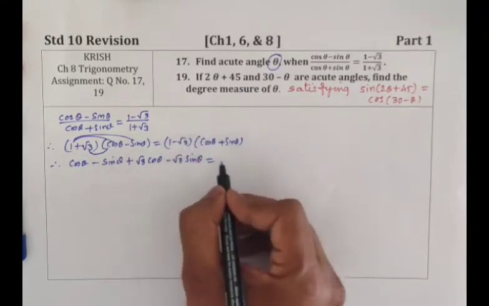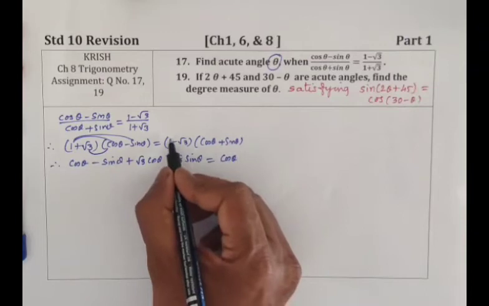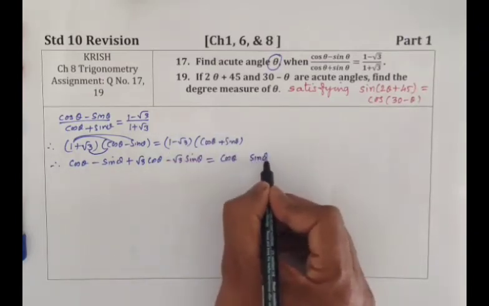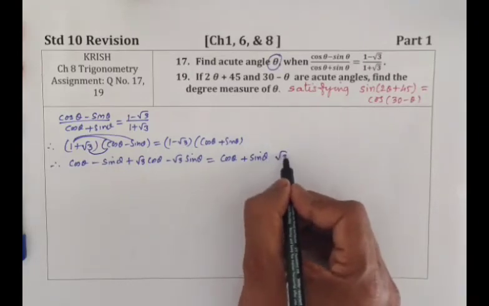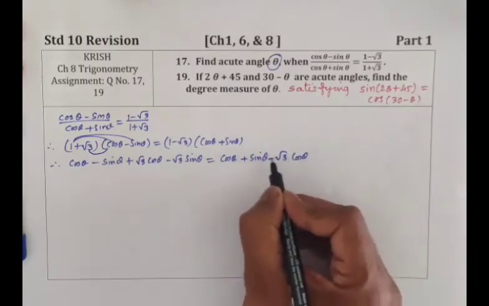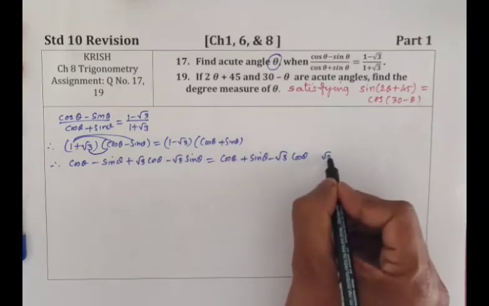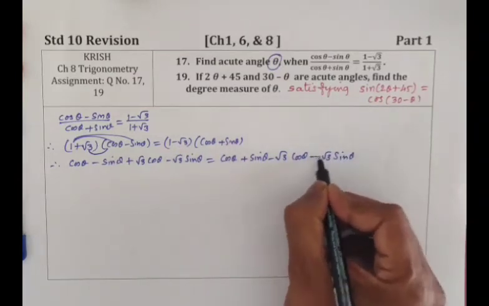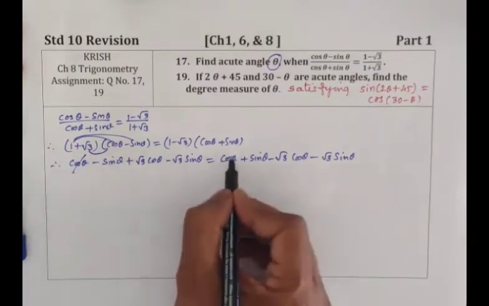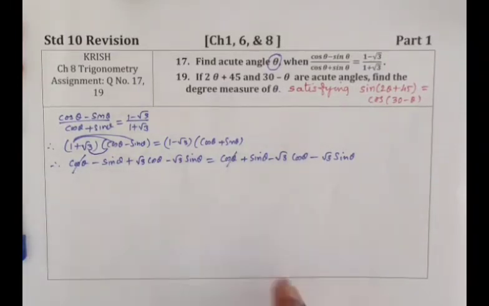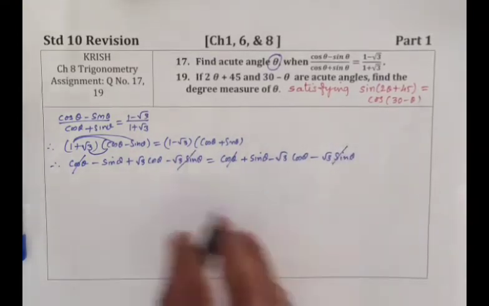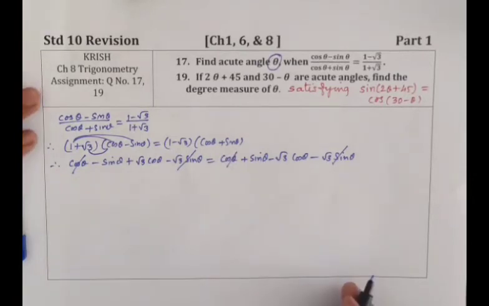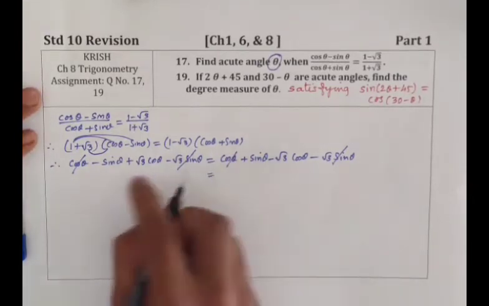That is equal to 1 into cos theta with plus sign. 1 into sin theta with plus sign. Root 3 into cos theta, root 3 cos theta with minus sign. And root 3 into sin theta, root 3 sin theta with minus sign. See, cos theta, plus cos theta on the opposite side, so they cancel. Minus root 3 sin theta, minus root 3 sin theta on the opposite side, so they cancel.